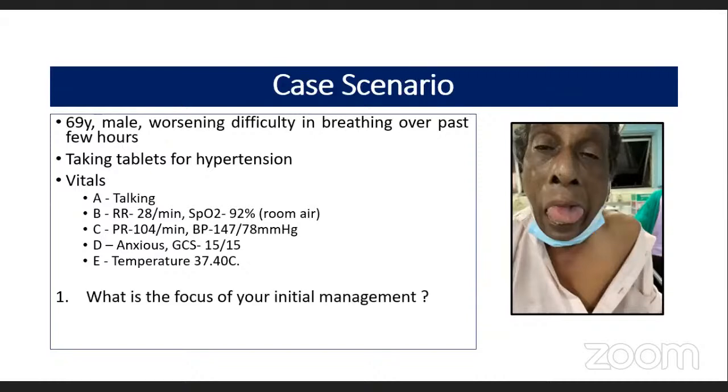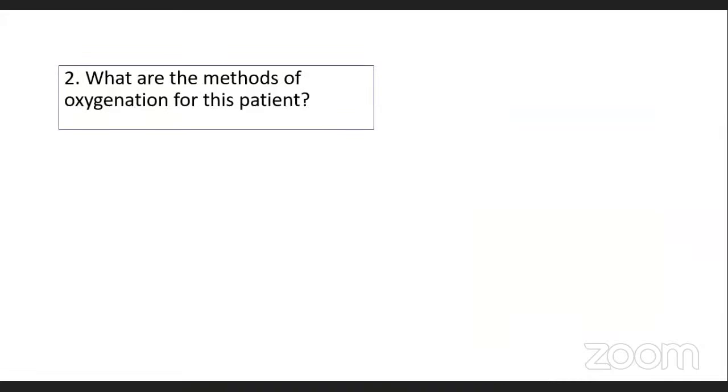My first question: what is the focus of your initial management? Focus means whether you're going to do anything in the initial management. Yes, my main worry is whether the patient has an impairment of oxygenation or a problem in A. For this, what are you going to do? I want to give the patient oxygen.